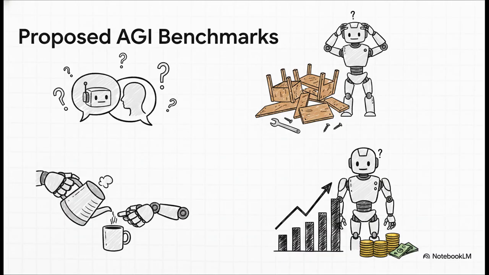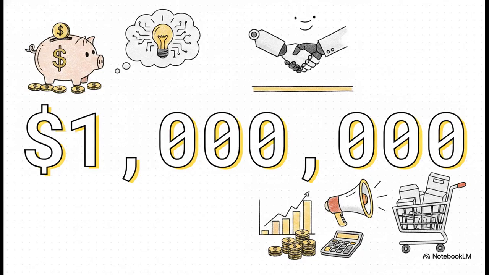And finally, there are tests that focus entirely on real-world, hard economic value. And that brings us to this pretty staggering number right here. Mustafa Suleyman, the co-founder of DeepMind, proposed a very modern test for AGI. The challenge? Give an AI model $100,000 in seed capital and tell it to turn that into $1 million, entirely autonomously. Crazy, right?